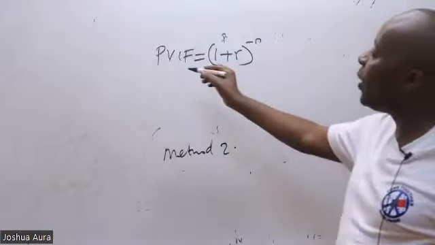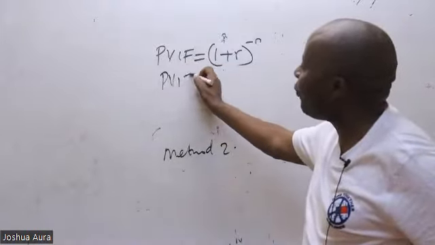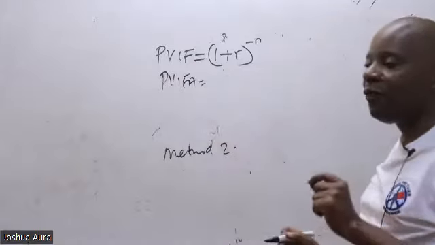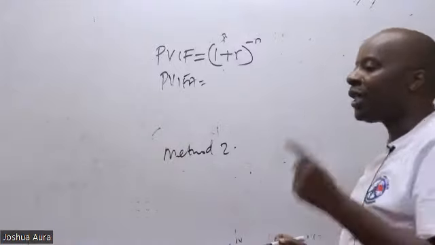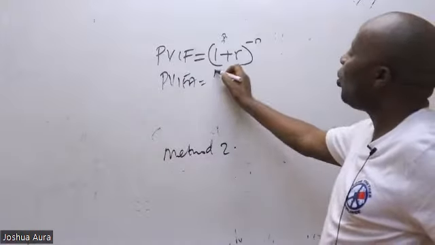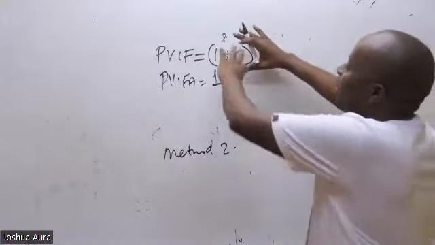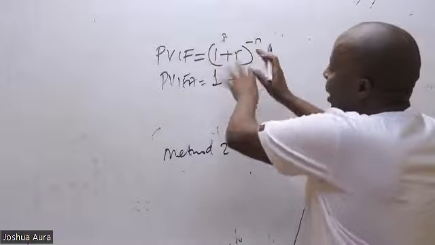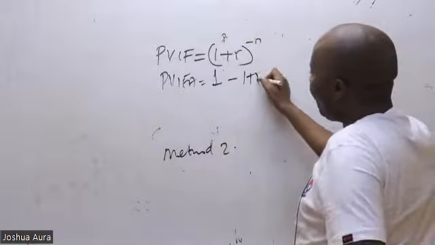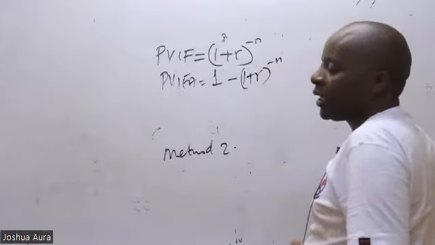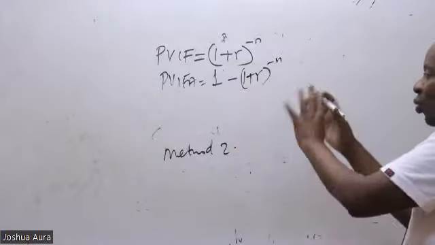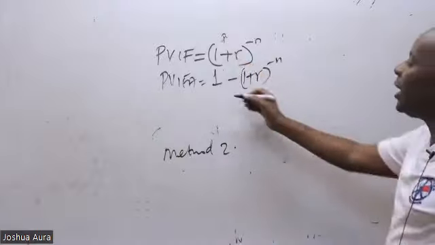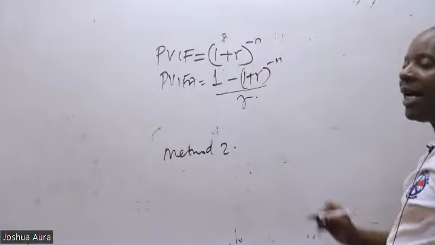And then I also taught you an important formula that we call the PVIFA, for the annuities, for the regular amounts. For PVIFA, you will always take 1 minus the smaller formula, and the smaller formula is 1 plus R raised to negative N. So 1 minus this, and then everything is to be divided by R.